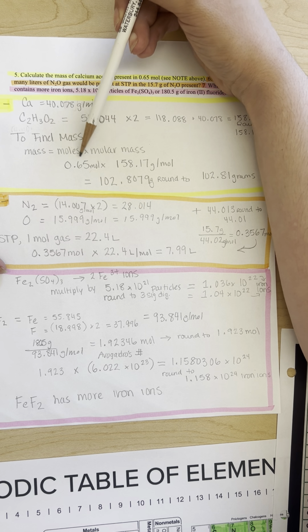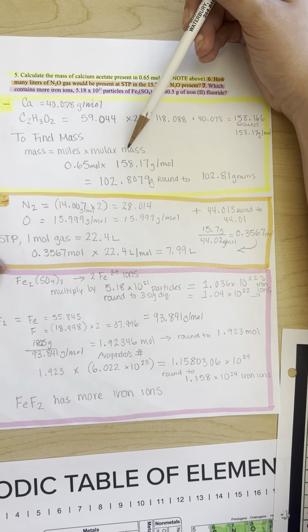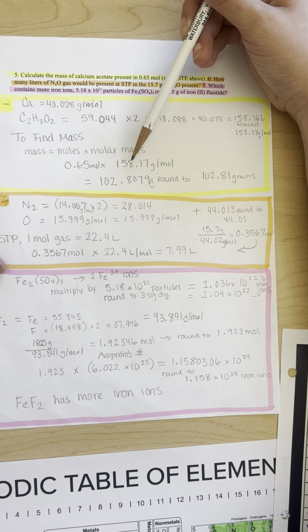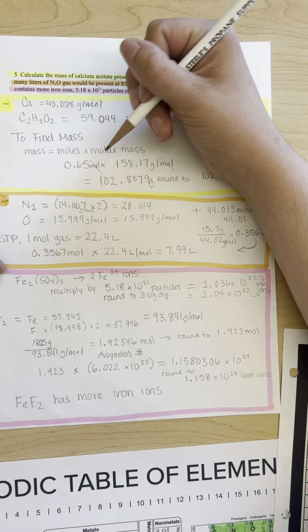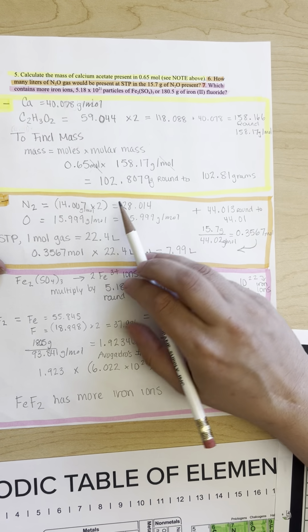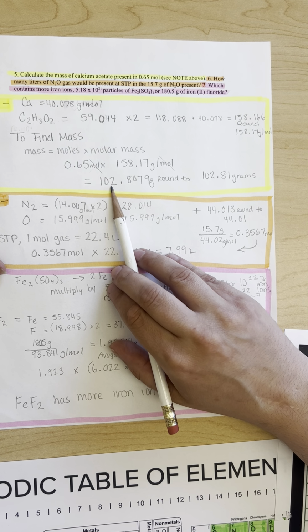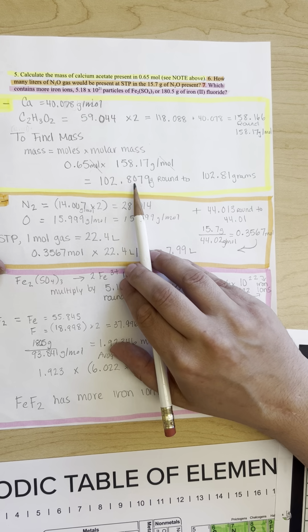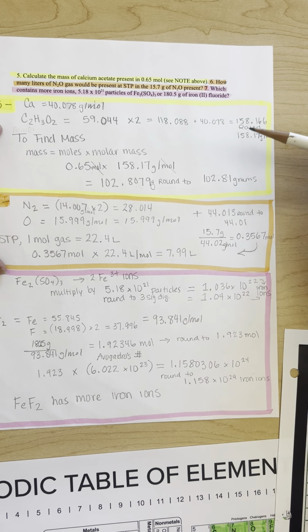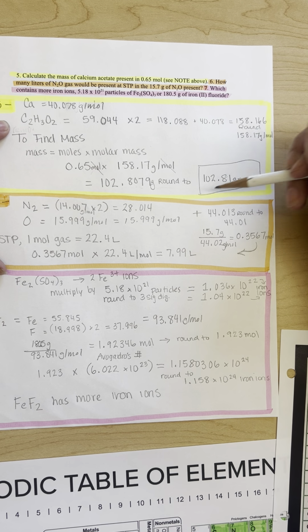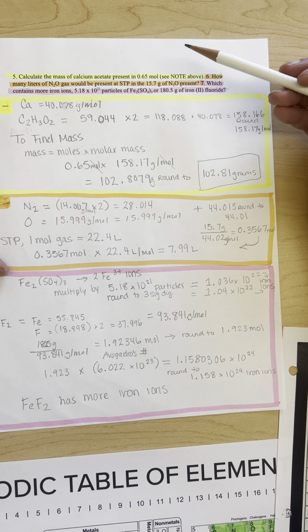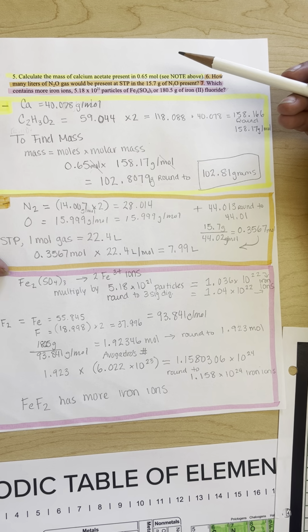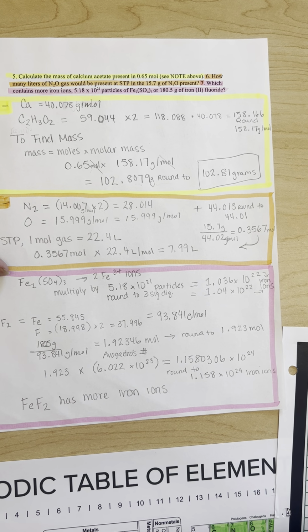So we have moles, 0.65 moles times the molar mass, which is 158.17. Then this mole part here cancels out when we do that, so we end up with 102.8079 grams, and we're rounding that to 102.81 grams in 0.65 moles of this calcium acetate.